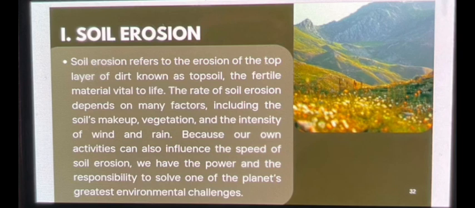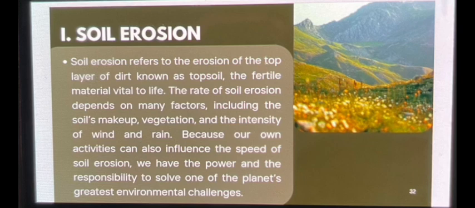Soil erosion. Soil erosion refers to the erosion of the top layer of dirt known as topsoil, the fertile material vital to life. The rate of soil erosion depends on many factors, including the soil's makeup, vegetation, and the intensity of wind and rain. Because of people's activities, it also can influence the speed of soil erosion. We, people, have the power and the responsibility to solve one of the planet's greatest environmental challenges.